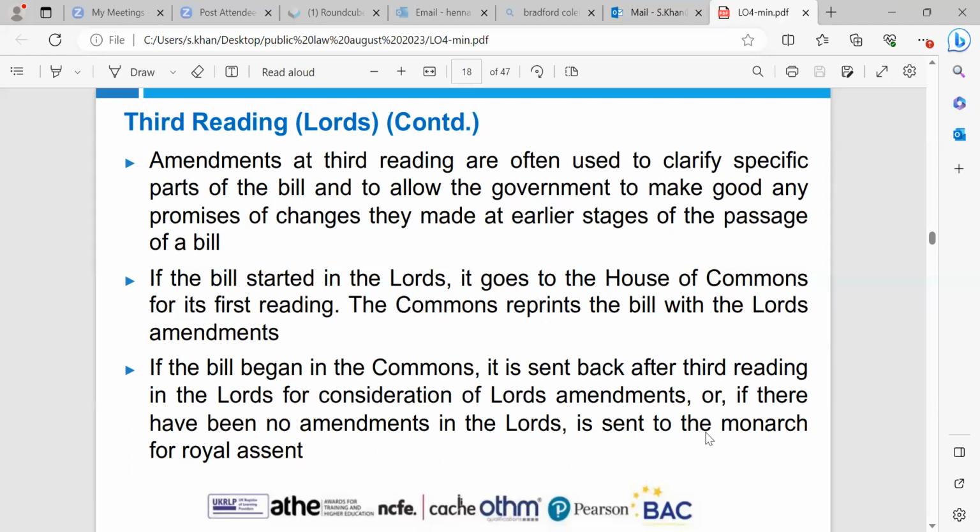If the bill started in the Lords, it goes to the House of Commons for its first reading. The House of Commons reprints the bill with the Lords' amendments. If the bill began in the House of Commons, it's sent back after third reading to the Lords for consideration of Lords' amendments, or if they have no amendments in the Lords, it's sent to the monarch for royal assent.